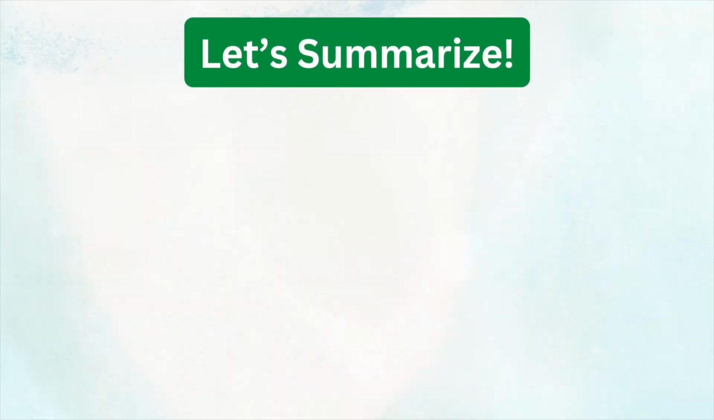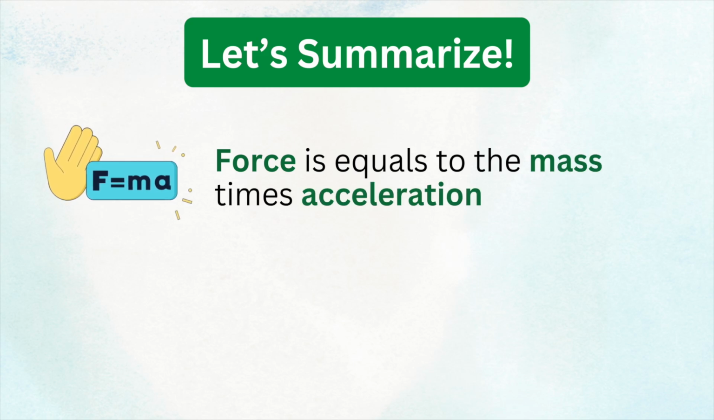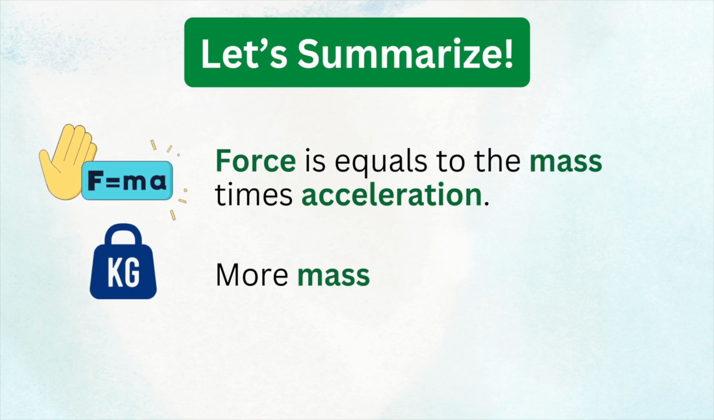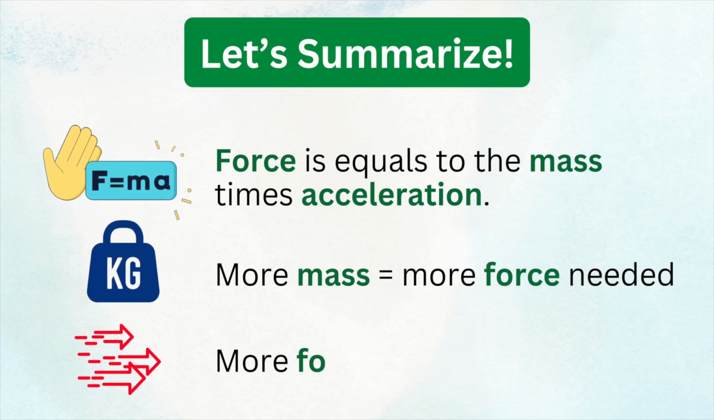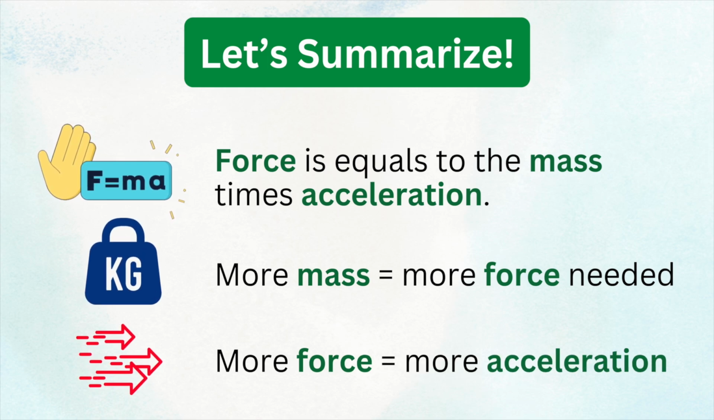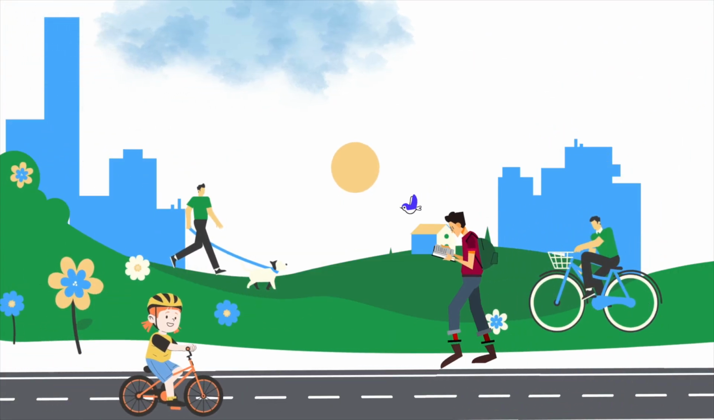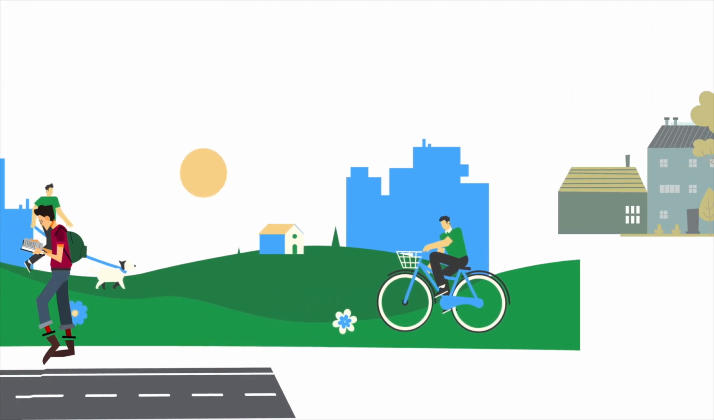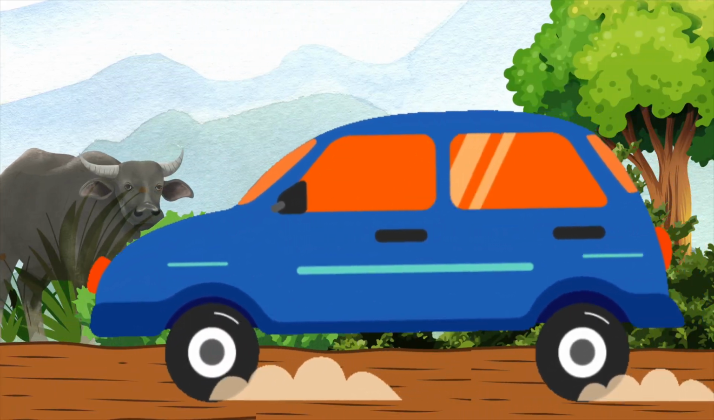So what have we learned today? In summary, remember that Newton's second law of motion tells us that force is equal to mass times acceleration, or F = ma. This means the greater the mass, the more force you need to move something. And if you want an object to accelerate faster, you'll also need to apply more force. Understanding how force, mass, and acceleration work together helps us make sense of motion, not just in science class, but in everyday life too.